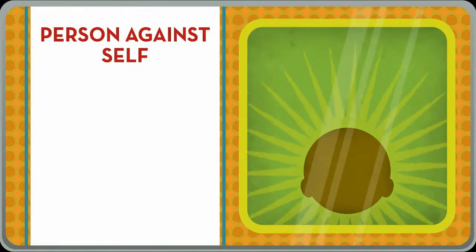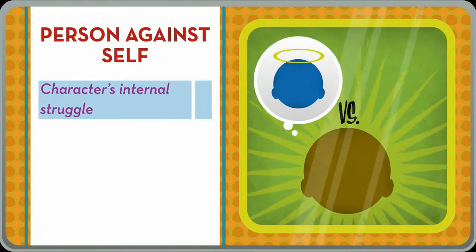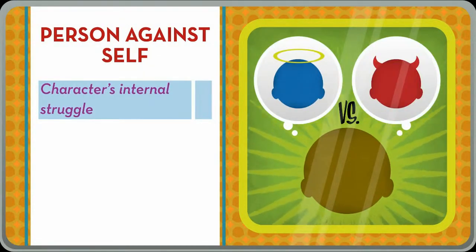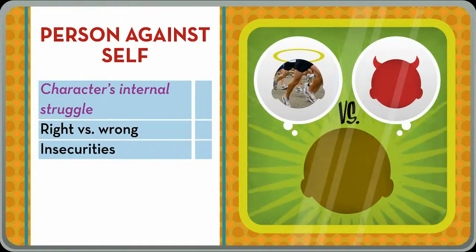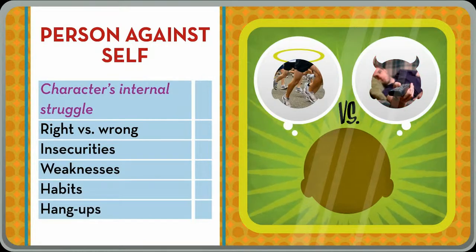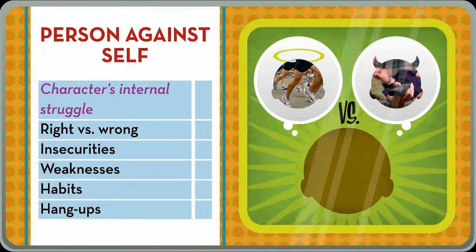The person against self-conflict reflects a character's internal struggle. Characters try to decide what to do as they battle their own sense of right and wrong. They struggle with their own insecurities, weaknesses, habits, and hang-ups in order to achieve a goal or resolve an issue.